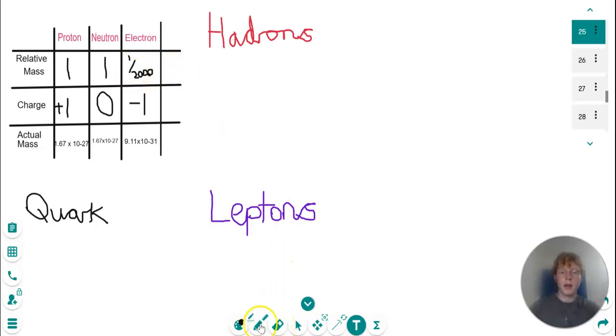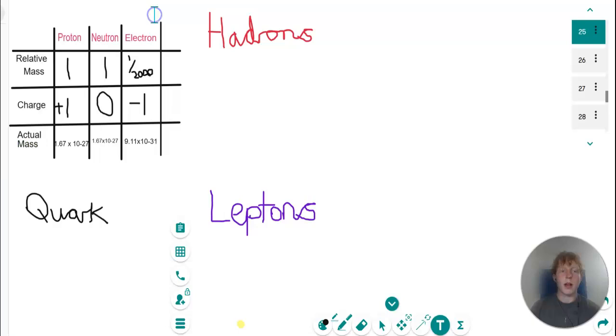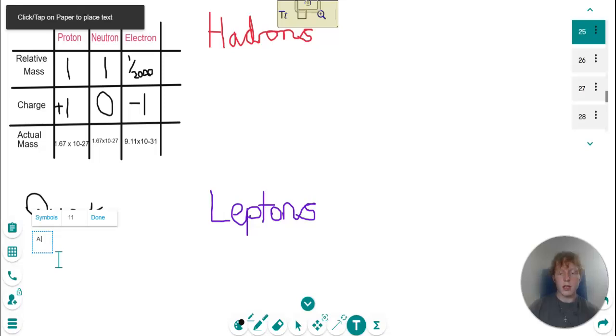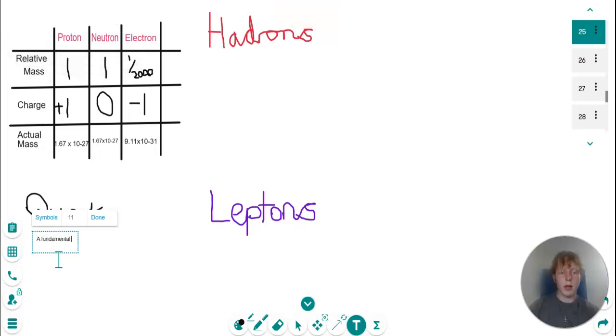The next fundamental particle, smaller than protons and neutrons, are called quarks. Okay? Now, a quark, the definition is a fundamental particle with a mass of around 10 to the minus 28. So, thinking about it, they're smaller than the proton and the neutron. They are bigger than the electron, however, we'll get onto that soon, and we'll understand why.